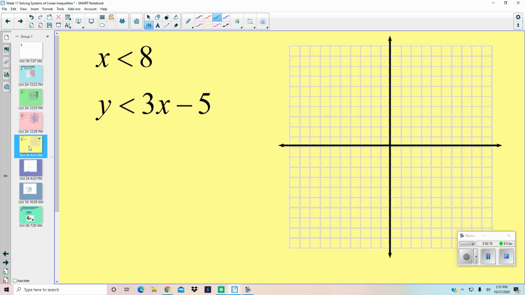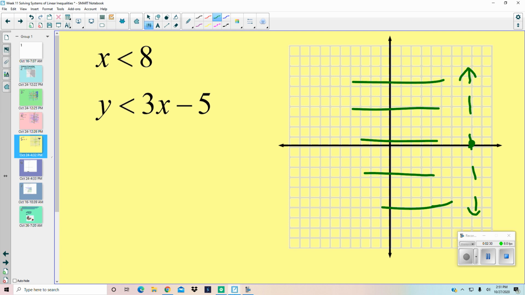Here's another one. It's a combination of a vertical and an oblique. So I go to 8. It's a dashed line. And it's less than. So there's my shading. For the second one, I go down 5. Then from there, I go up 3 to the right 1. It's also dashed.